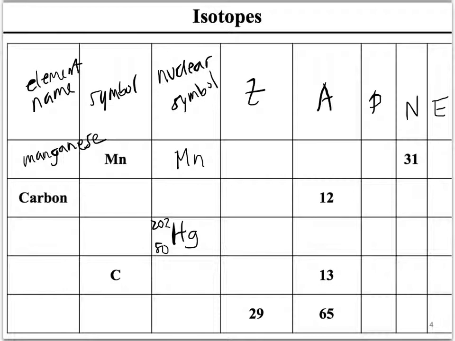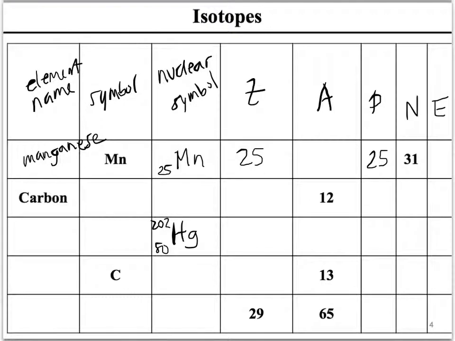So Z is the atomic number, which is the number of protons. And if we know we're dealing with manganese, we look on the periodic table and we see it's the 25th element. So our Z is 25. And since we know that, we now know the bottom piece of our nuclear symbol. And also, we know the number of protons, because Z is the atomic number, which is the number of protons.